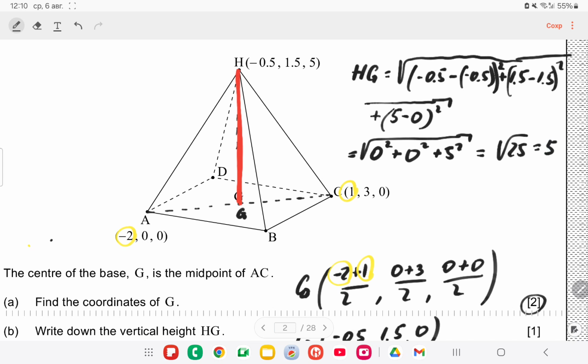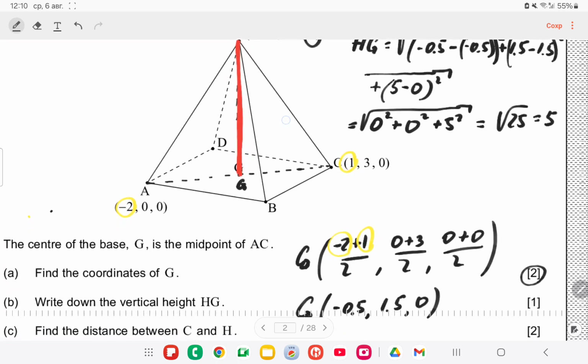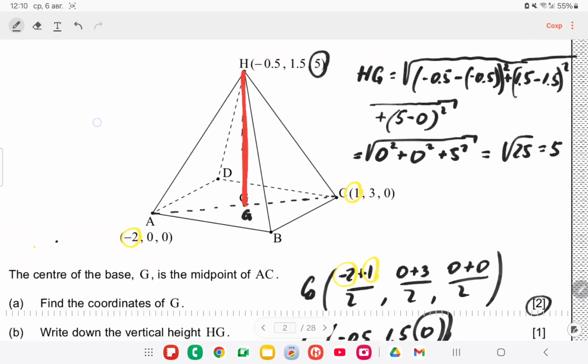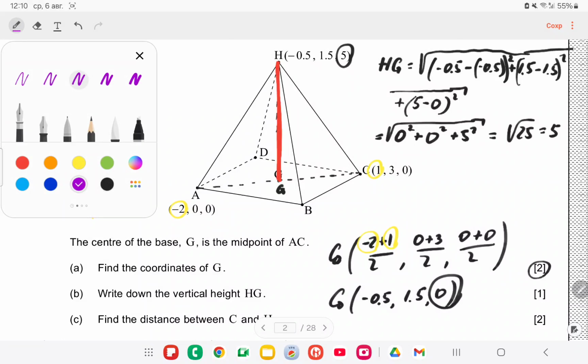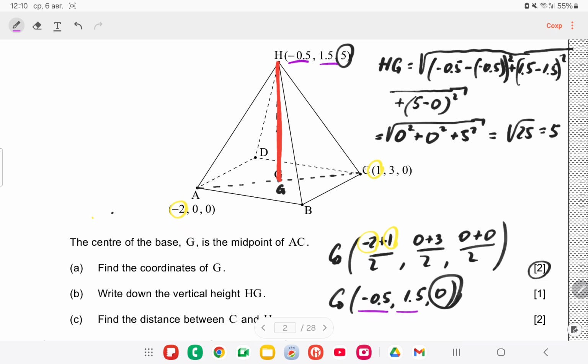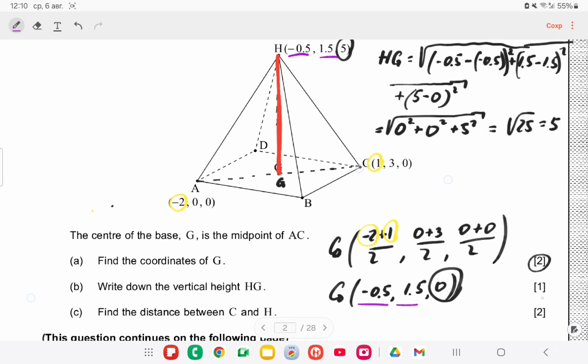Okay, it could be noticed in another way. You see that the coordinates of H and G differ only by the y coordinate. So the remaining coordinates are the same. So that's why we can easily solve this. You see that they are equal to each other, and that's why we can deduce that the distance between H and G is simply 5. That is why it is given only 1 mark, which is pretty fair.